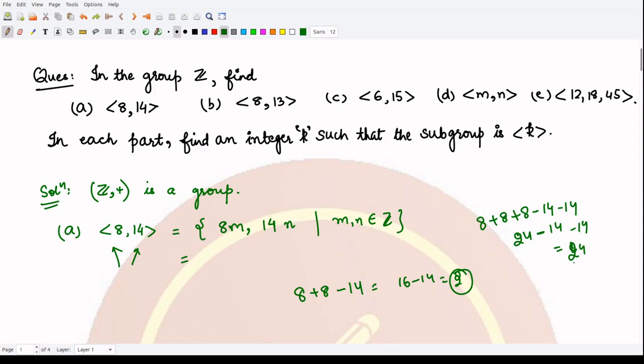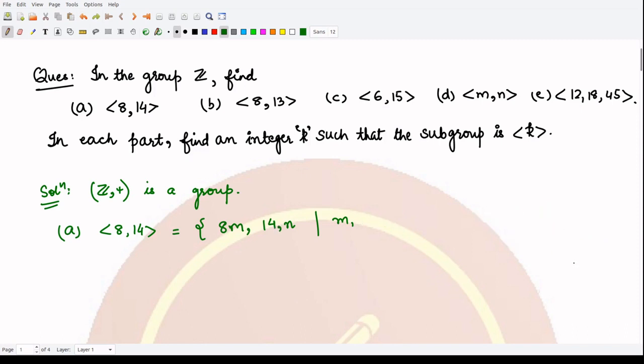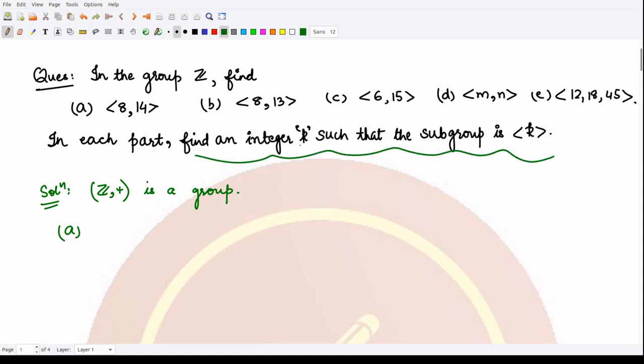So that means we have all the elements present here which are multiples of the common divisors of 8 and 14. So I am answering this question: can we find an integer k such that this subgroup, generated by 2 members, is now represented by just a single member? The answer is yes. We can write it like this.